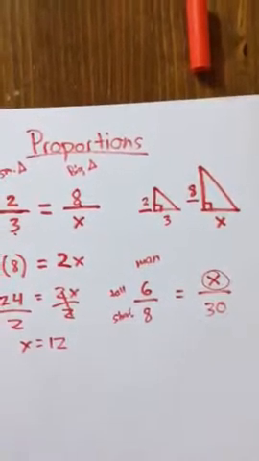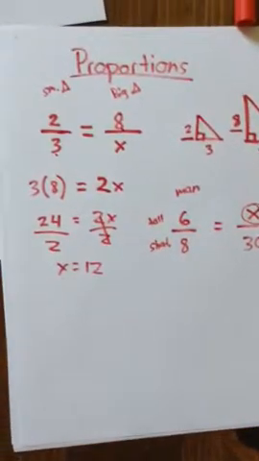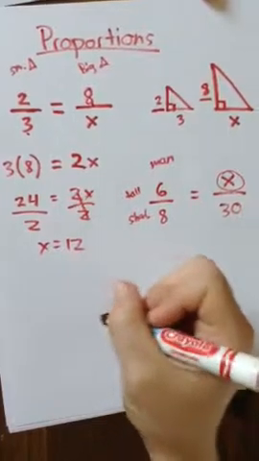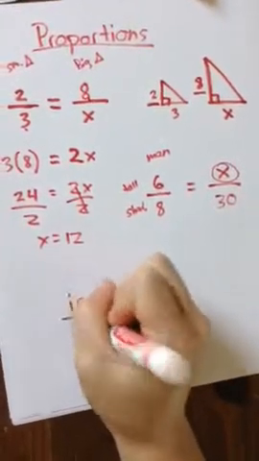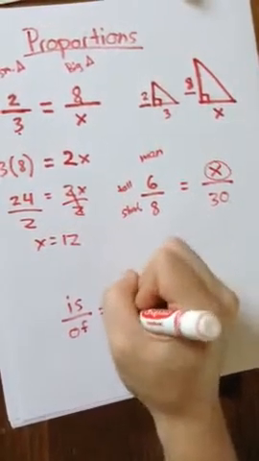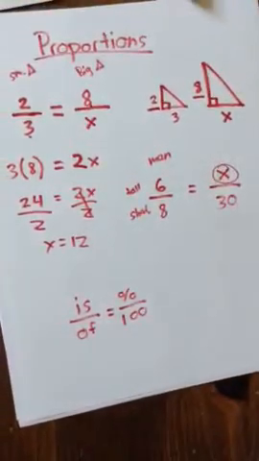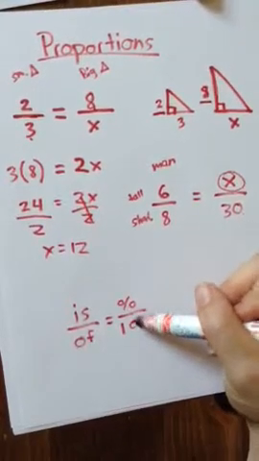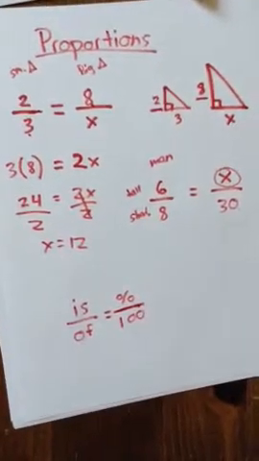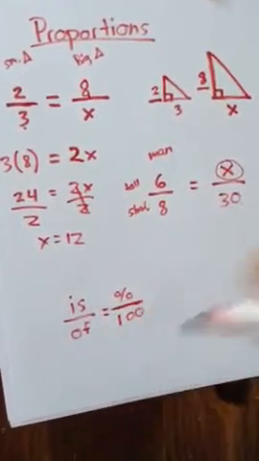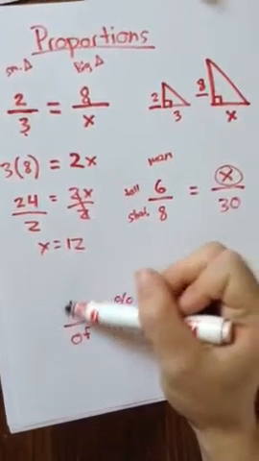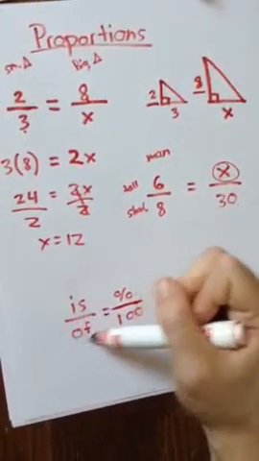We also use proportions sometimes when we're talking about finding percents or the part or the whole, and for that we use a proportion, but we set it up as is over of equals percent over 100. We're setting up the percent over 100 because when we learned about decimals and going back and forth, we realized that any number over 100 is equivalent to the percent. The is represents the part, or the smaller part, and then the of is the whole.